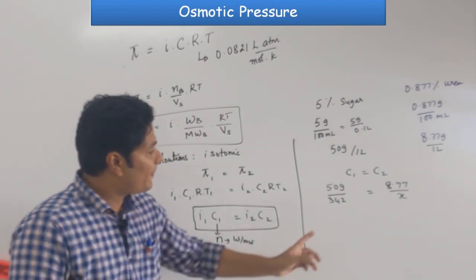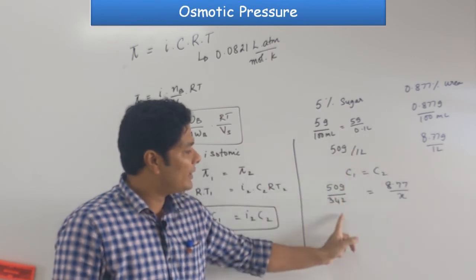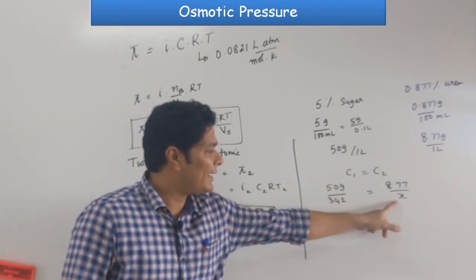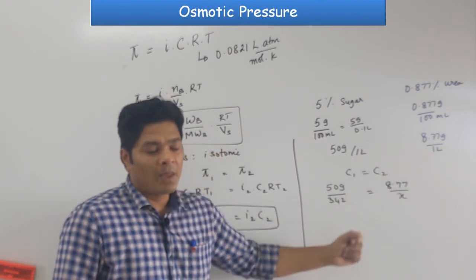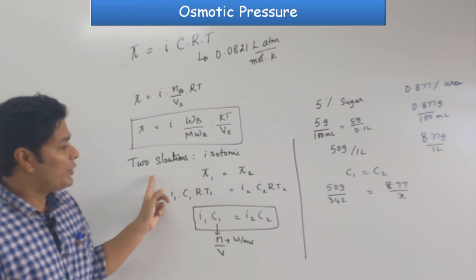Now, if you see, mass over molar mass gives you moles. Moles over 1 liter equals moles over 1 liter. So, concentration equals concentration. I have to calculate X. Now, you can do the remaining. This is how you solve an isotonic solution problem.